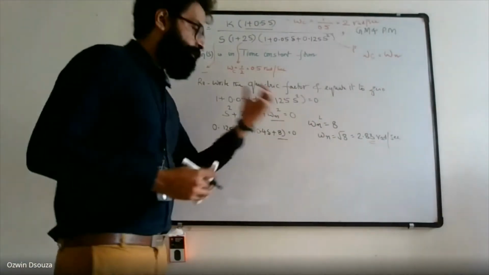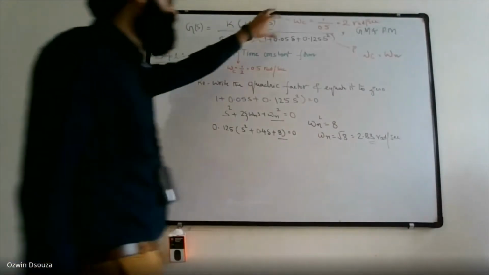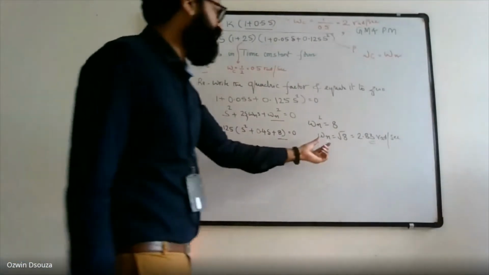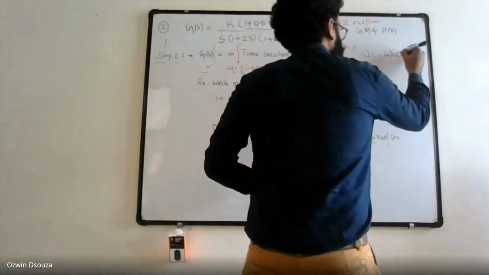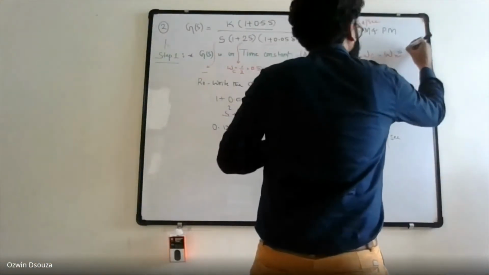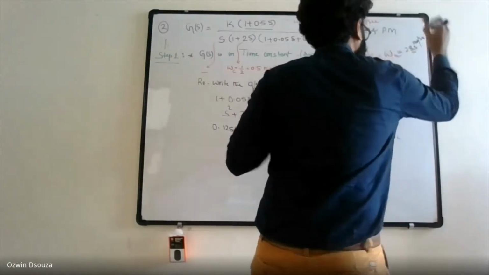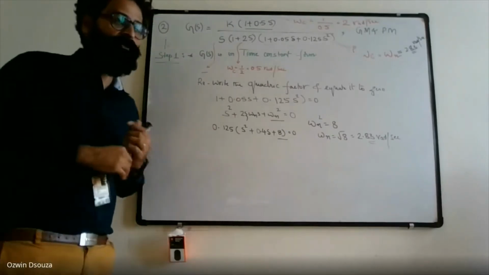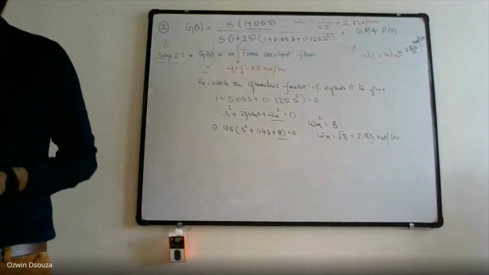The same method holds good if a quadratic factor is found in the numerator. Either it is a quadratic pole or a quadratic zero, you can always extract omega n using this method. So the corner frequency of this quadratic pole is 2.83 radian per second. Once we have the corner frequencies, you can go ahead with the magnitude table. In the magnitude table, you will have to systematically arrange the factors.